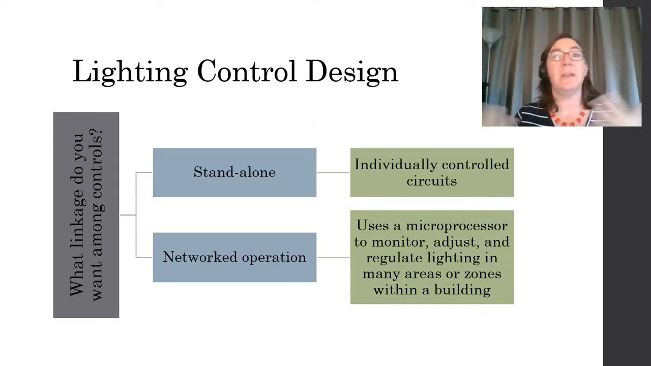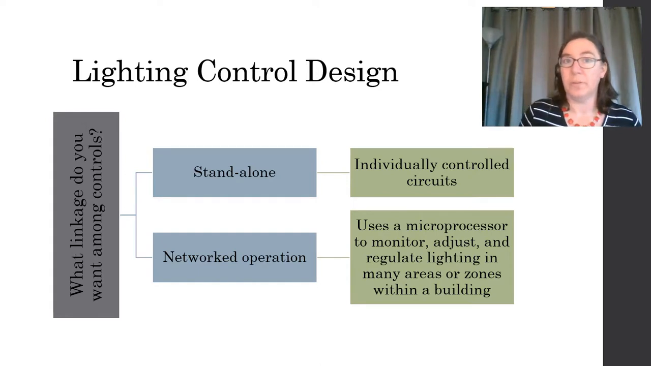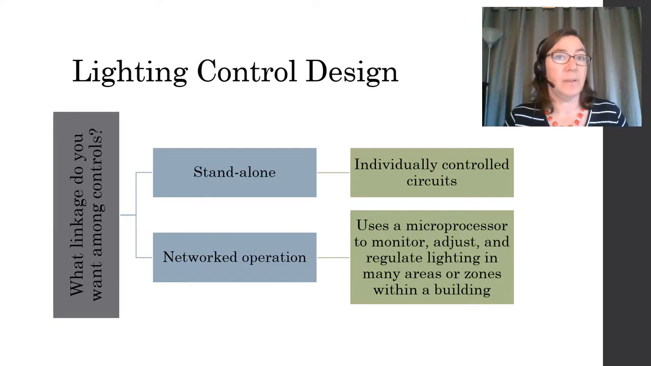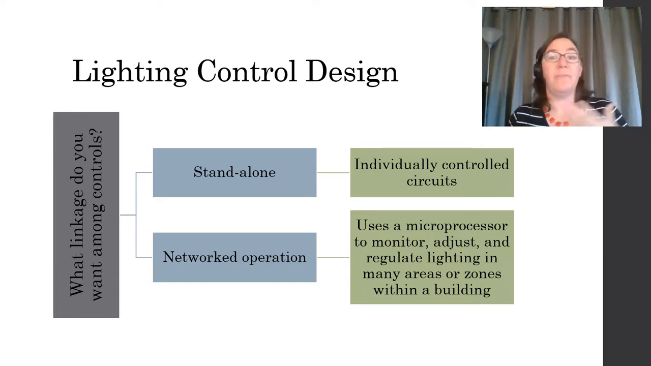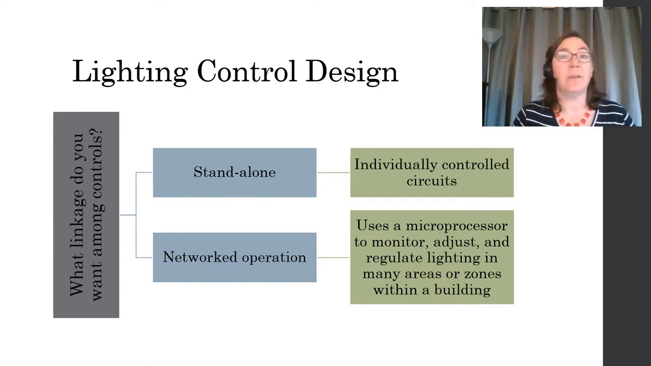Let's talk about possible linkages between your controls. Now, most of the controls that you might be familiar with in your own home are probably standalone. These are individually controlled circuits. There's no linkage in between them. But as you get to more complex projects, larger buildings, more technology, you can be talking about networked operation, in which case you have a microprocessor, a computer, which monitors, adjusts, and regulates lighting within a building.